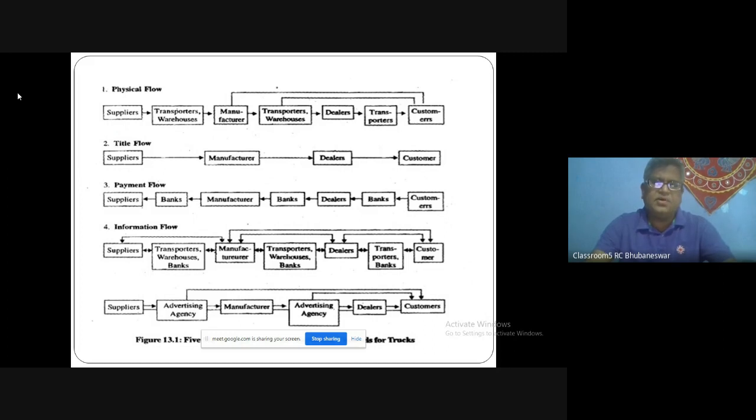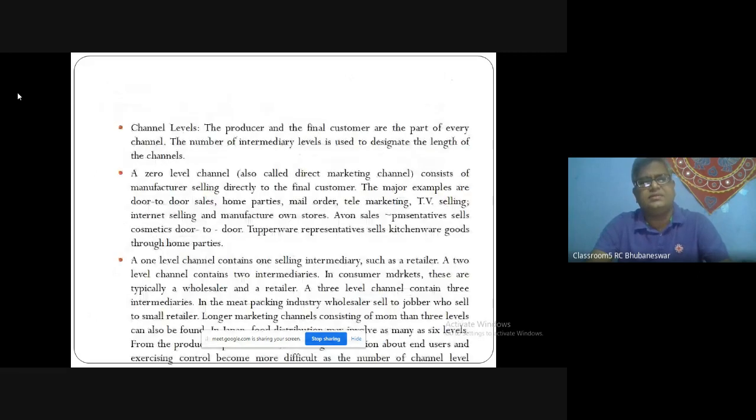In the payment flow, there is a payment system: supplier, banker, manufacturer, banker. It means a tripartite agreement arises in the payment flow. If you talk about information flow, supplier and transporter, warehouse, manufacturer are linked with each other through the dealer also. These are some ways through which goods can flow from producer to customer, either as physical flow, title flow, payment flow or information flow.